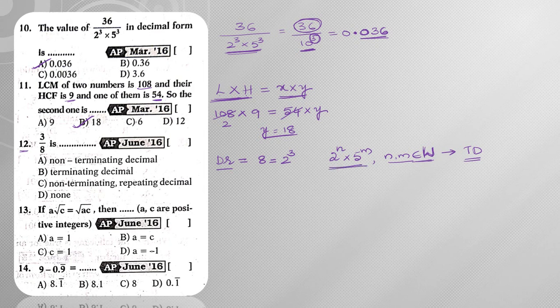So other than 2 power n into 5 power m, if we have any other prime factor, other than 2 and 5, if you have any other prime number, then it is a non-terminating repeating decimal. So remember this as NTR. Other than 2 and 5, if we have another prime number in the denominator, then such a number is called a non-terminating repeating decimal, right?